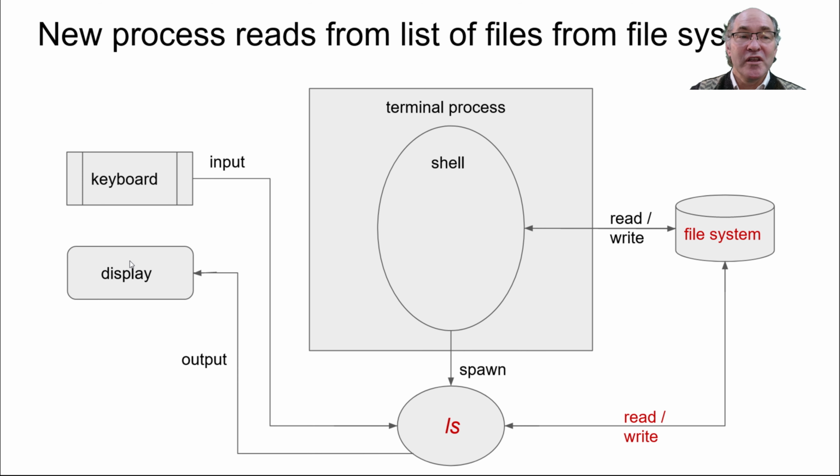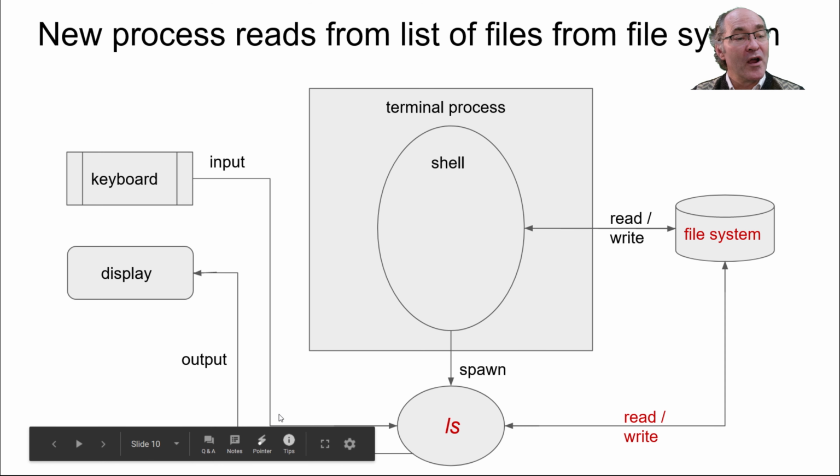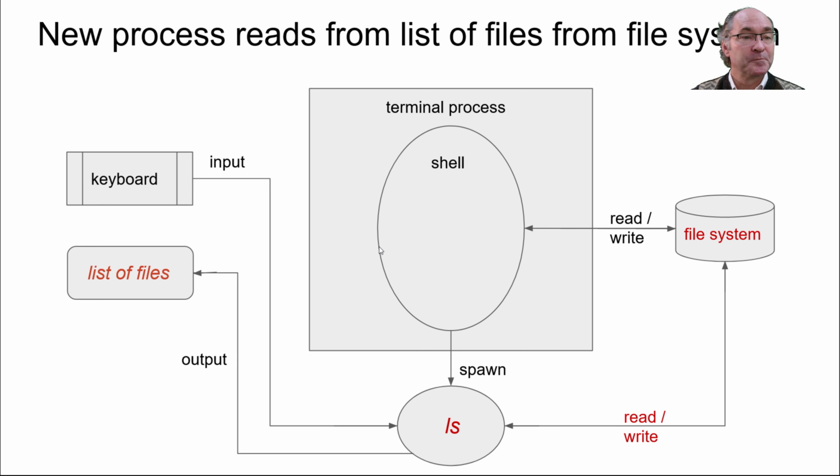Okay, so it's pretty straightforward. You type a command using the keyboard, tell the shell to run a program. It goes to the file system to try to find a file with that name that implements that program. It spawns a separate process to run that program, and that program now can accept input from your keyboard and send output to your display.